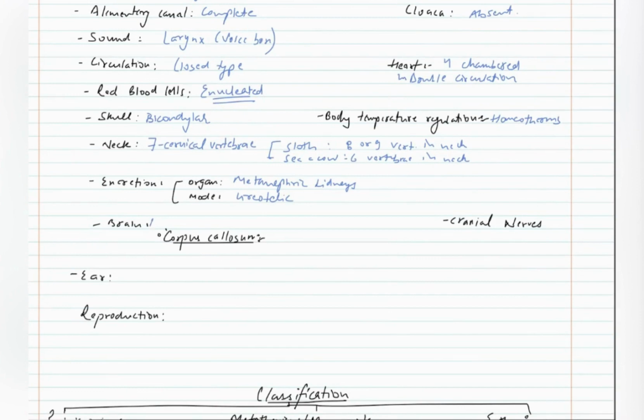Brain is large, well developed, and cerebrum and cerebellum are well developed. Cranial nerves, there are 12 pairs. Cranial nerves means the nerves that arise from brain.